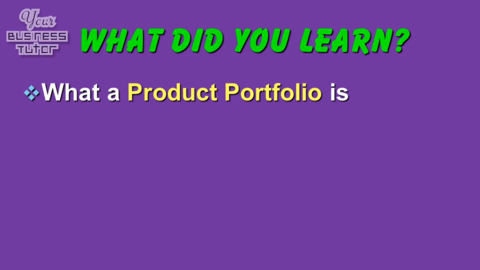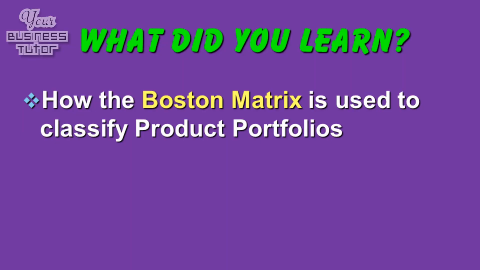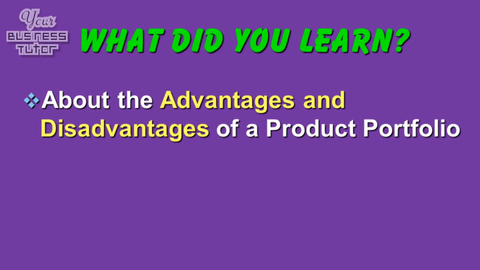Okay, so what did we learn in this presentation? Well, first of all, we found out what a product portfolio is. Then we went on to investigate how the Boston Matrix is used to classify product portfolios. And then finally we explored the advantages and disadvantages of a product portfolio. If there is one phrase that summed up the value of having a product portfolio, it would be, don't put all your eggs in the same basket. This is because relying upon a single product is an incredibly risky strategy, as it only needs one thing to go wrong for a business to fall into a financially fragile situation.